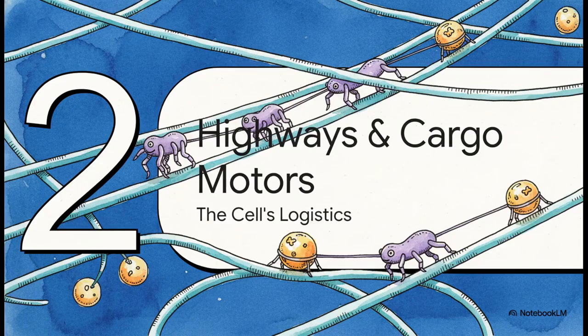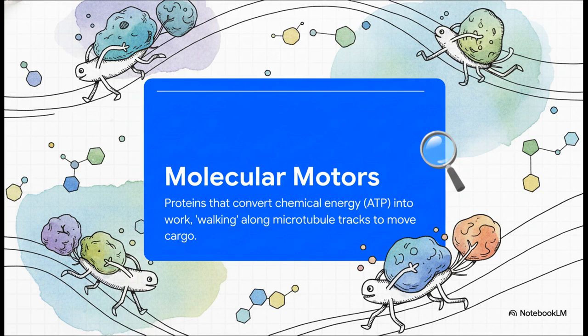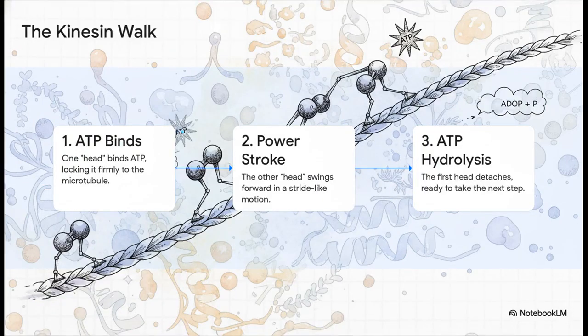Now let's build on that. Those microtubule girders we just talked about, they aren't just for structure. They form the cell's entire logistics network, a vast system of highways for moving all sorts of cargo around. And every highway needs vehicles, right? Well, the cell has them, molecular motors. These are incredible little proteins that do exactly what it sounds like they do. They take chemical energy from ATP and turn it into mechanical force. They literally walk, step by step, along those microtubule tracks, carrying little packages of cargo to wherever they need to go. Let's break down how one of these motors, kinesin, actually walks.